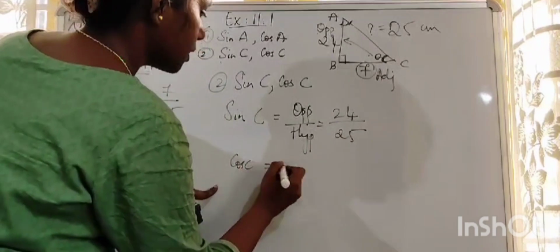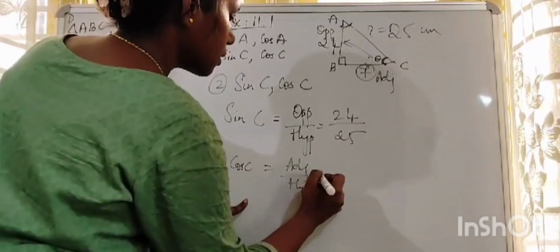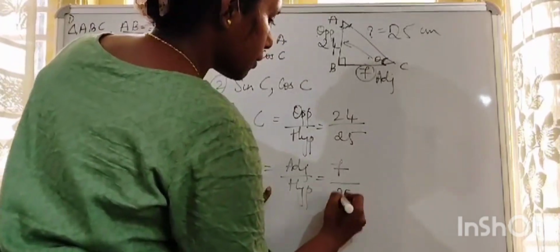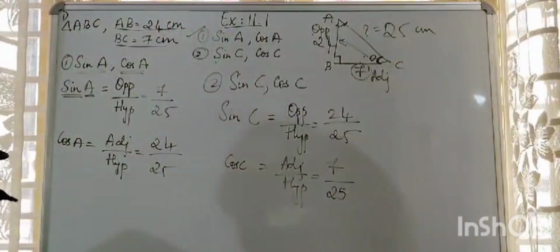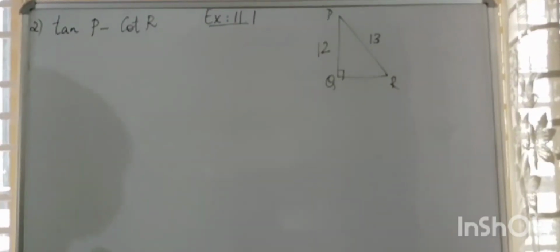Cos C is adjacent by hypotenuse. Adjacent is 7 and hypotenuse is 25. So this solves our first question. So now let us move on to the second question.